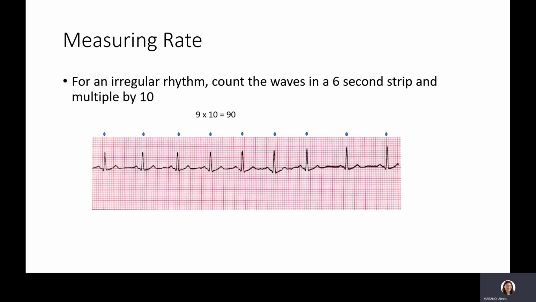So let's do a little bit of a practice. Here, I made sure that I have 30 big boxes, and then I have a 6-second strip. So I'm going to go ahead and count the number of just R waves for the sake of time to see how many we have, okay? So I count 3, 4, 5, 6, 7, 8, 9 of them. So 9 times 10 would equal 90. So that is our rate, 90. I would repeat the same thing for the atrial rhythm as well.